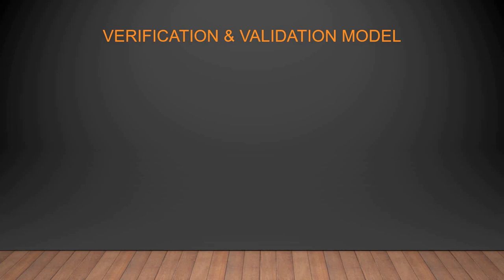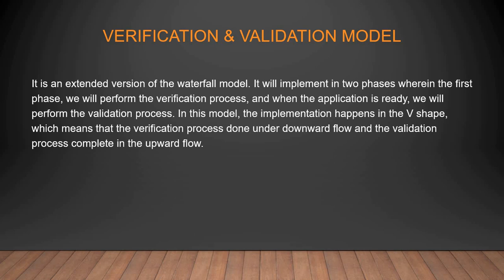Next one is verification and validation model. This is also called V model. It is an extended version of the waterfall model. It is implemented in two phases, wherein in the first phase we perform the verification process, and when the application is ready we perform the validation process. In this model the implementation happens in a V shape, which means that the verification process is done in the downward flow and the validation process is completed in the upward flow. So this is all about the verification and validation model.